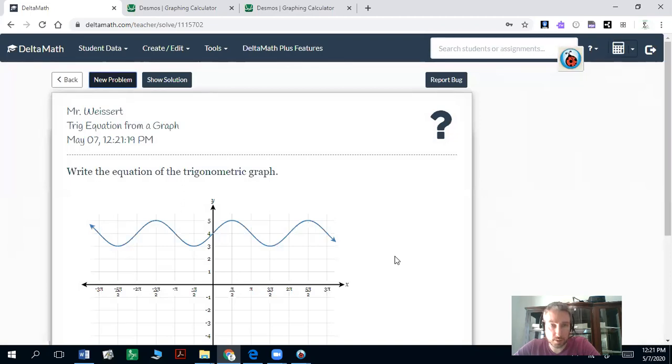All right, we're going to end this skill on this problem, and then we'll do the multiple choice section too. Let's look at this graph here. So look at where it starts. Does it start at the min or the max or the midline?